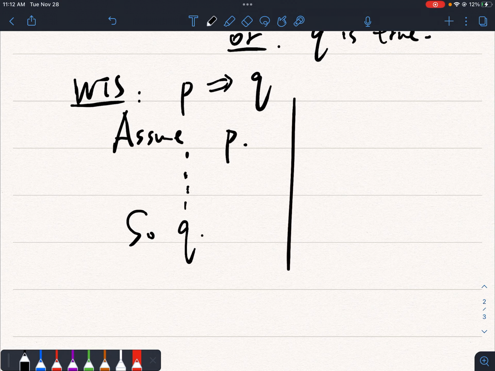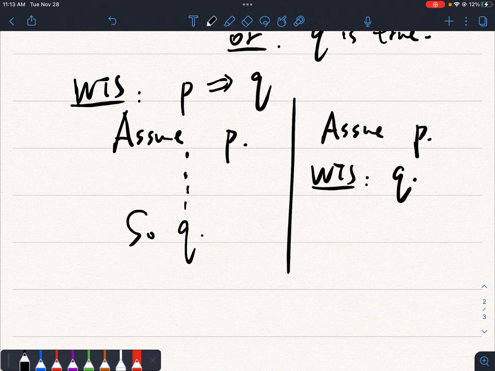So also you can write it in this way. You can say assume P, and now all you want to show is Q. Okay, and then you prove Q is true. So this is P implies Q.